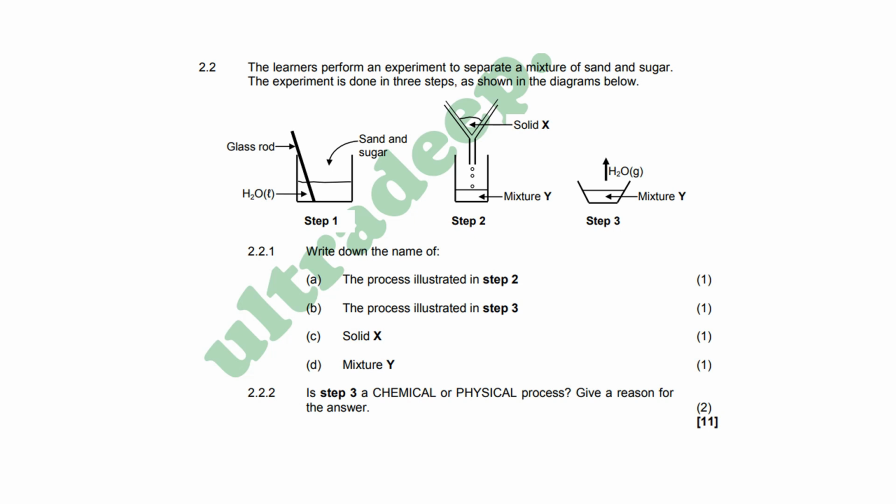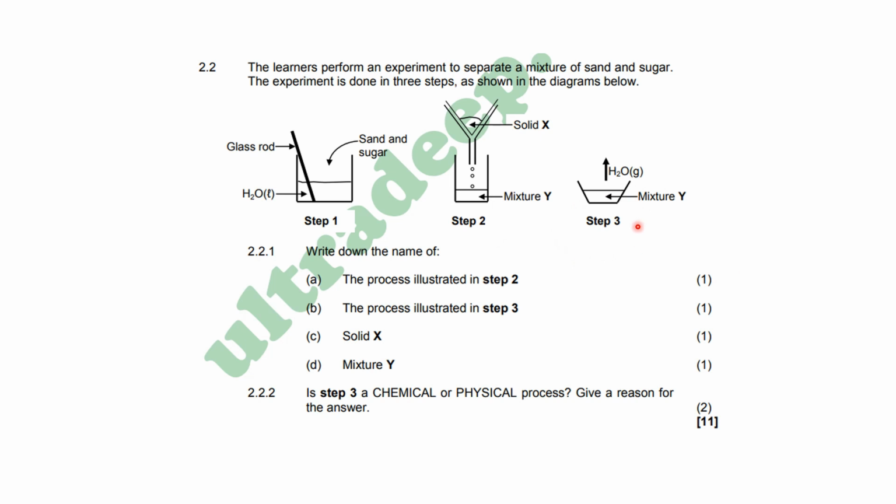I'm going to do the experiment shown in question 2.2 at home. But before I do that, let's read question 2.2 together. So 2.2, the learners perform an experiment to separate a mixture of sand and sugar. The experiment is done in 3 steps, as shown in the diagrams below. So we have step 1, step 2, and step 3.